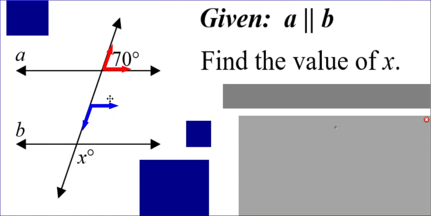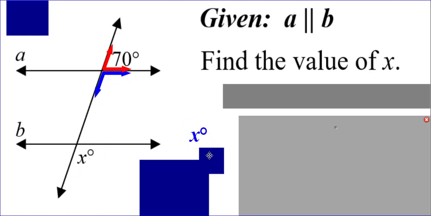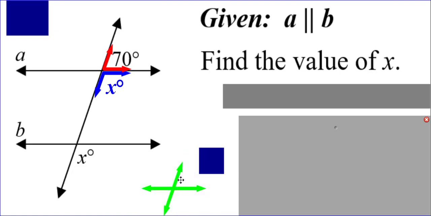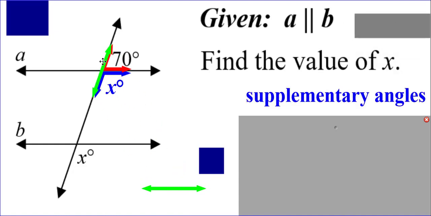However, the angle that I am now showing you here is a corresponding angle to the x degrees. So that up there could be x degrees. Do you start to see what I'm noticing here? That 70-degree angle and x degrees are actually a pair of supplementary angles because they together would form 180 degrees, a straight angle.